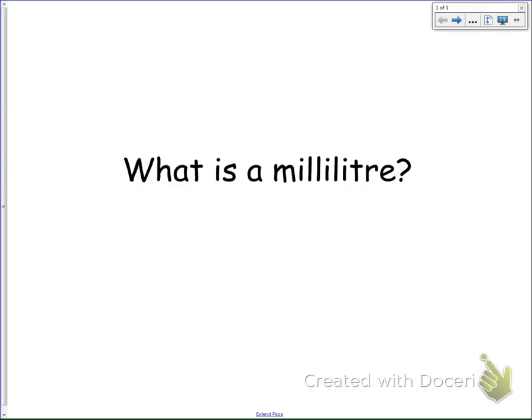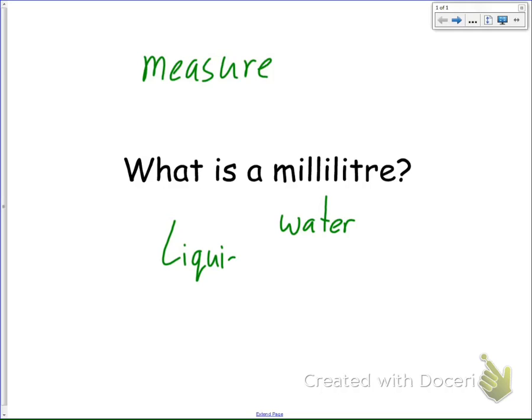Okay, can someone tell me what is a milliliter? The question is what is a milliliter? How would you describe it? Delilah. It's for measuring. Yes, that's right. We measure water and liquid. Good. So we measure things like water. We measure liquid. Good. What else can we add?